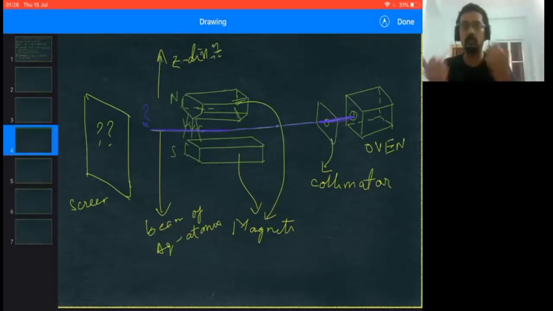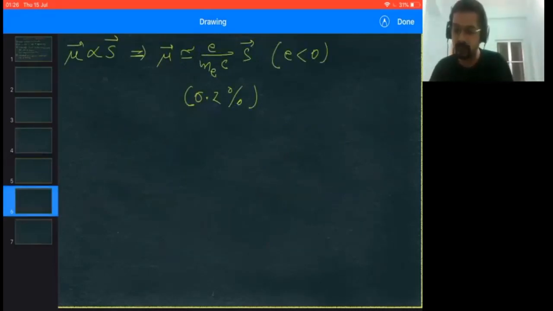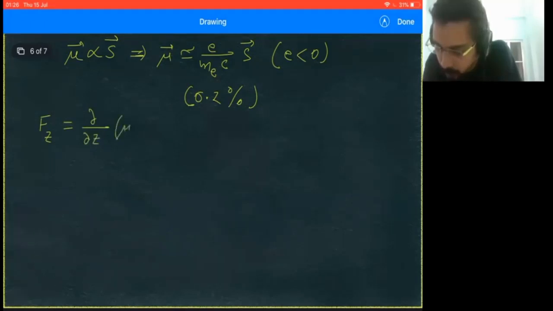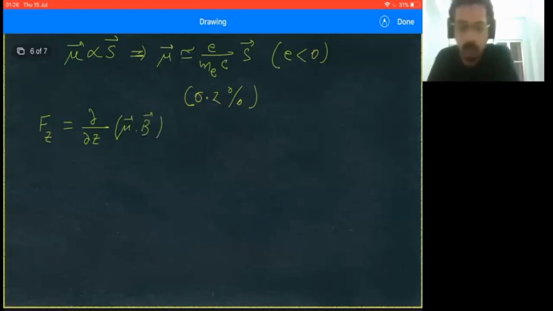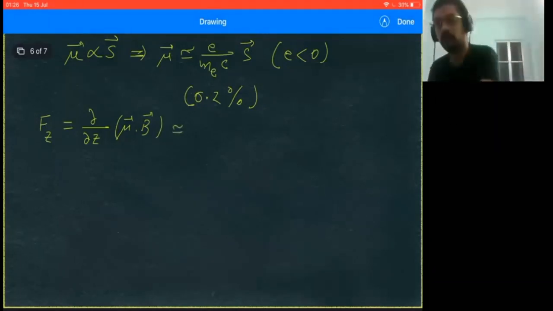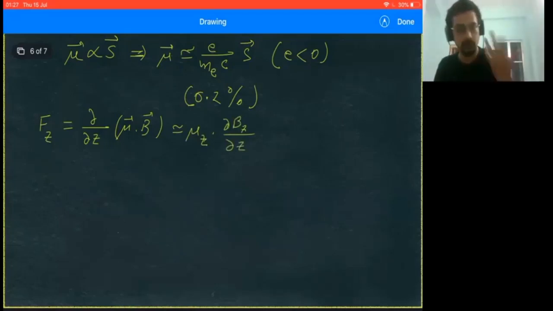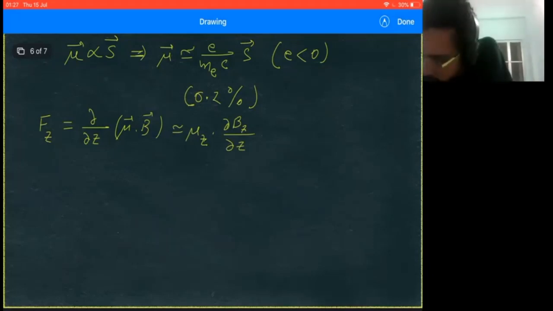That is, the components along B_x or B_y, along the horizontal plane, are roughly negligible. If that is the case, then the Z component of the force exerted on every such atom turns out to be the gradient along z of mu dot B, where mu dot B is essentially the interaction energy. And since I am going to neglect the B_x and B_y components, this is approximately mu_z times the partial derivative of B_z with respect to z. Again, to reiterate. And that's good.